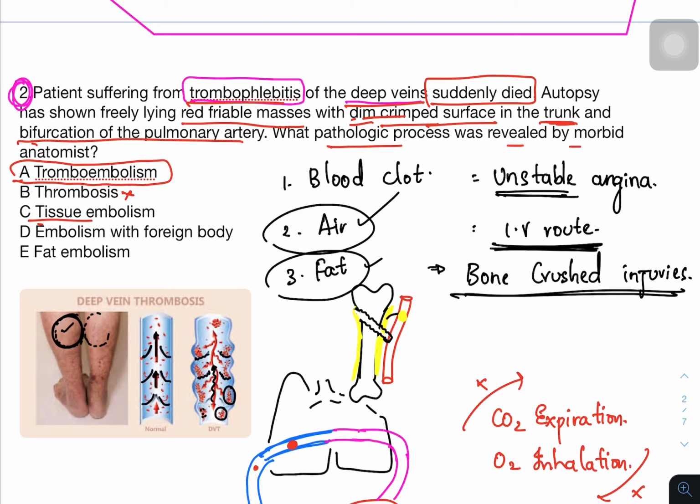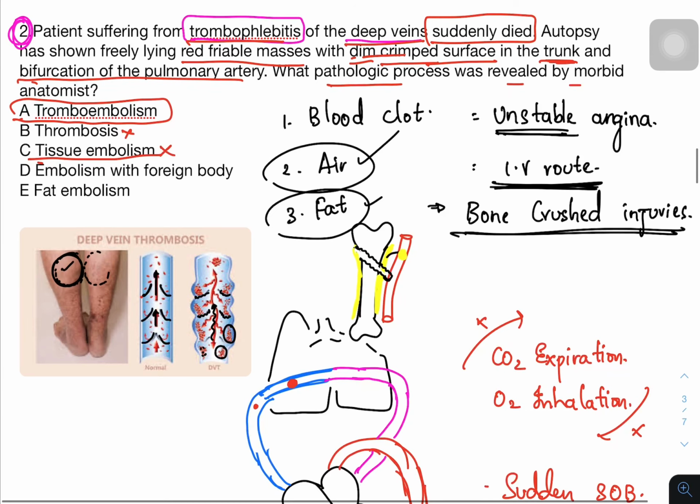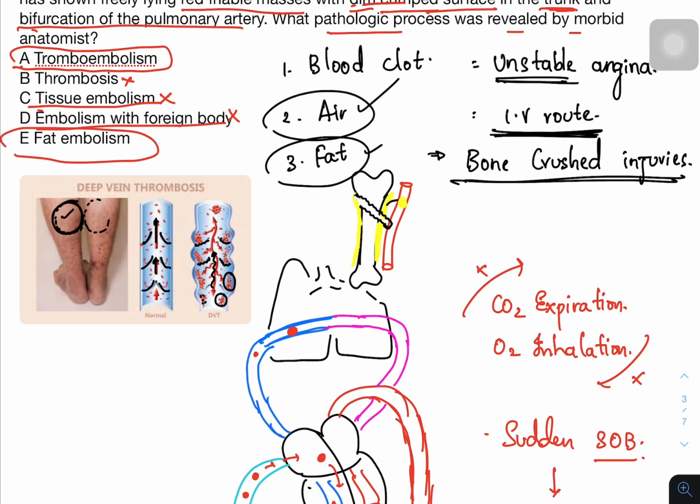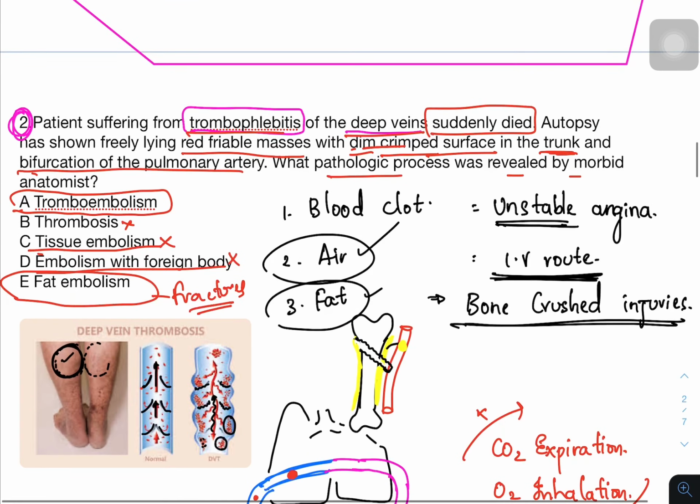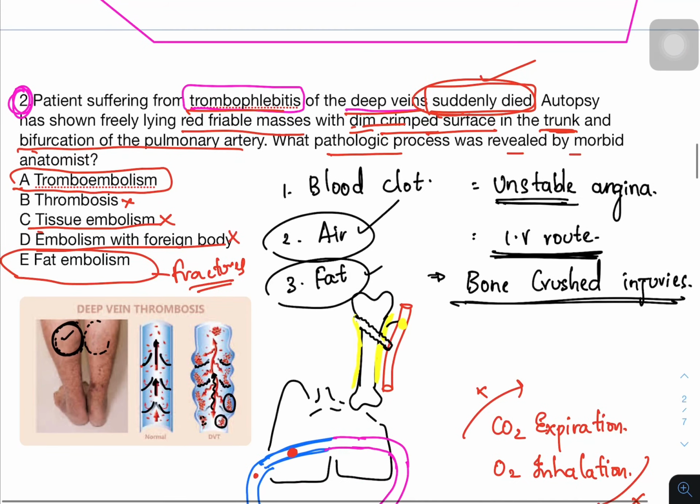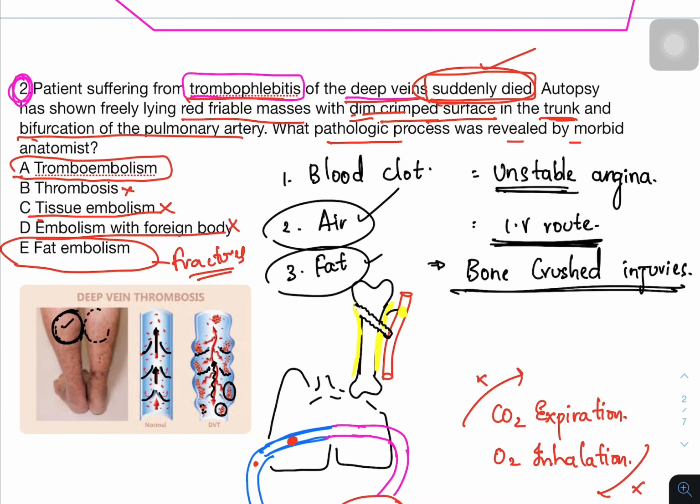So this is not an answer. Tissue embolism, impossible. Embolism with a foreign body? How can embolism happen with a foreign body? Even if you ingest a foreign body, it will enter your stomach, not your deep veins. This is also not a correct answer. Fat embolism, I told you, happens only when there are fractures. Did the patient complain of any fractures? No. Why? Because the patient is already dead. How can he complain of fractures? Anyway, even in the autopsy, no fractures were found on the patient, right?